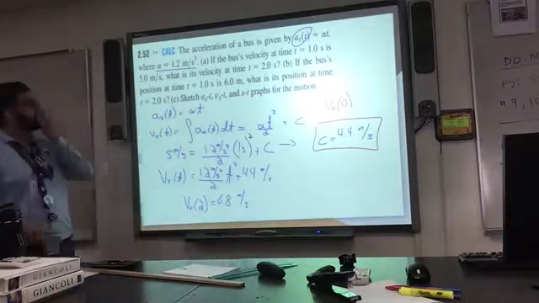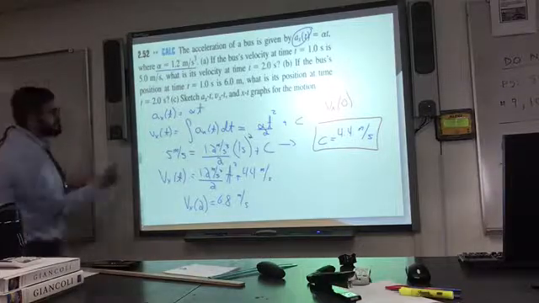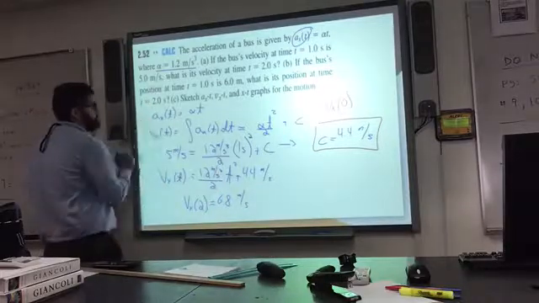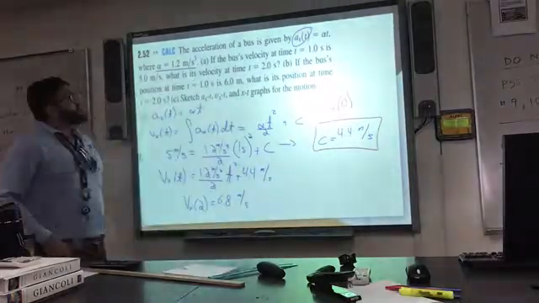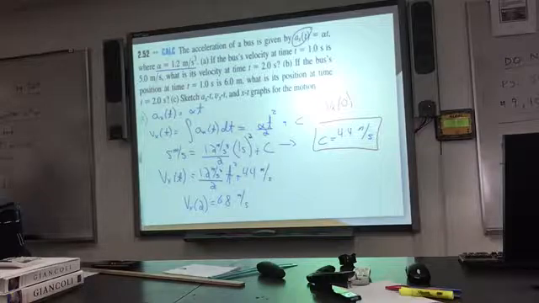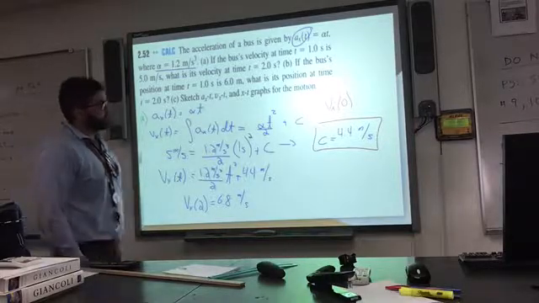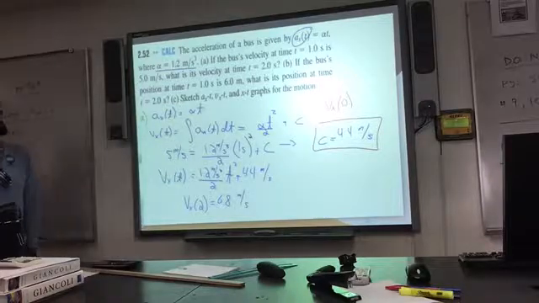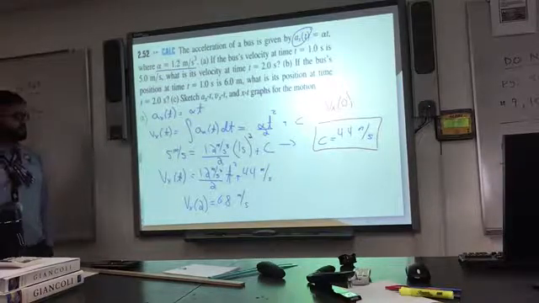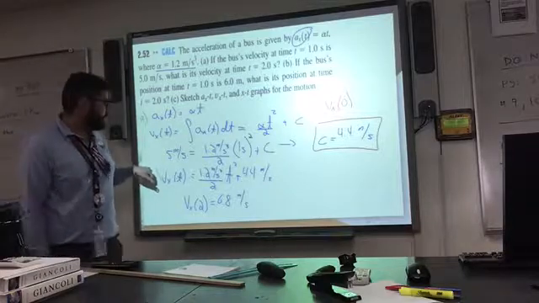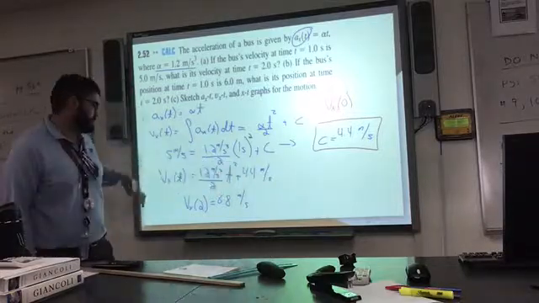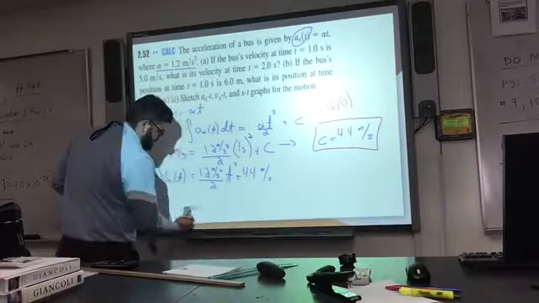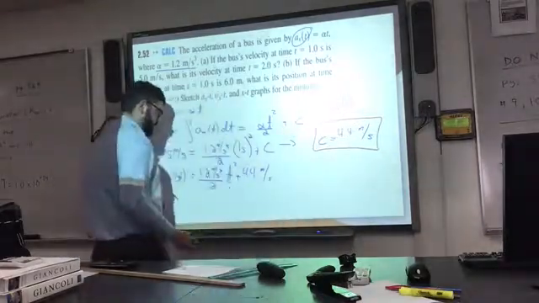All right. Okay, so there's part A. If the bus's position at time t equals 1 second is 6 meters, what is its position at time t equals 2 seconds? We're going to do something very similar. Now that we have a velocity graph here, actually, you know what I'm going to do? I'm going to rewrite this over here.